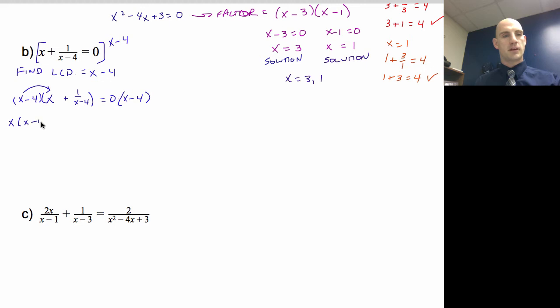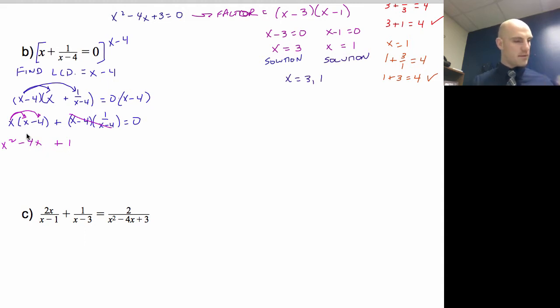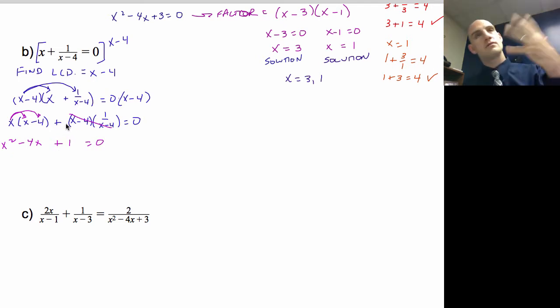And so I'm going to be left with x times x minus 4 plus, and when I multiply this one, my denominators are going to cancel out, so I'll have x minus 4 times 1 over x minus 4 equals 0. And so these cancel, so this is plus 1 here. This one's going to give me x squared minus 4x plus 1 equals 0. So now I've got some options. I can factor it. I can use the quadratic formula. I could complete the square. I could graph, those sorts of things.